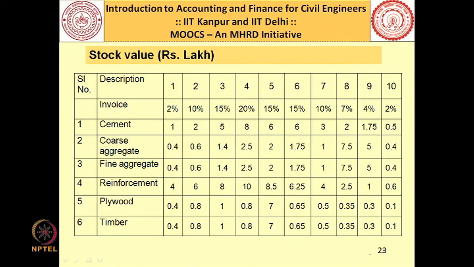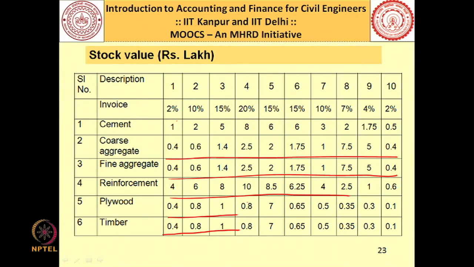For example, for cement, the values for the first month, second month, third month, fourth month and up to 10 months are given. For coarse aggregate, how much money will be blocked every month has been calculated. How much money is blocked in fine aggregate is calculated. The same is done for reinforcement, plywood and timber. Depending on your problem, we can calculate.